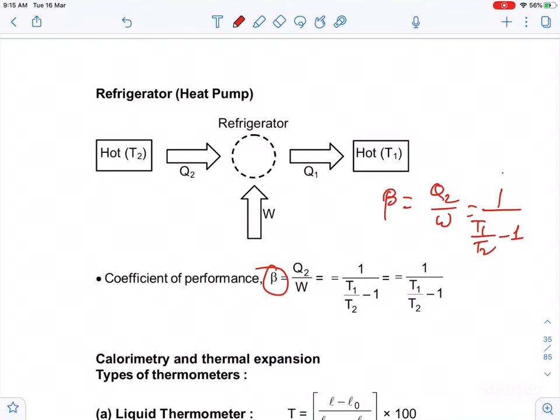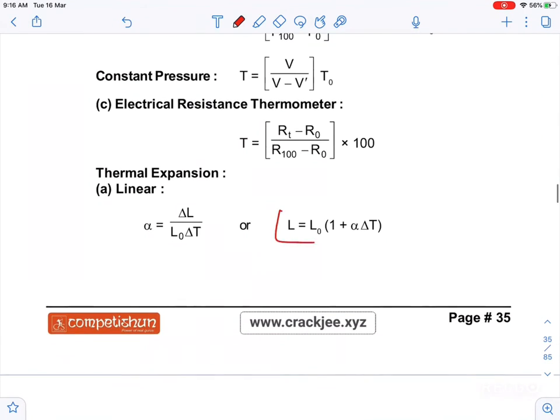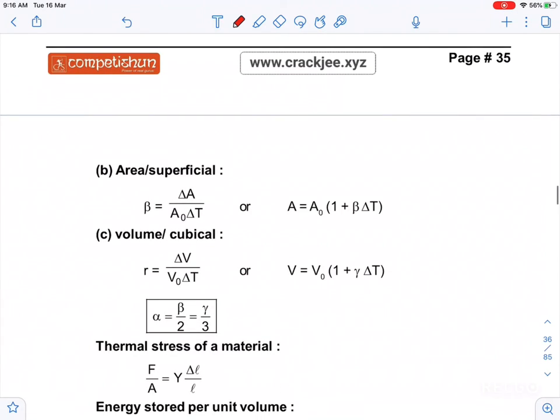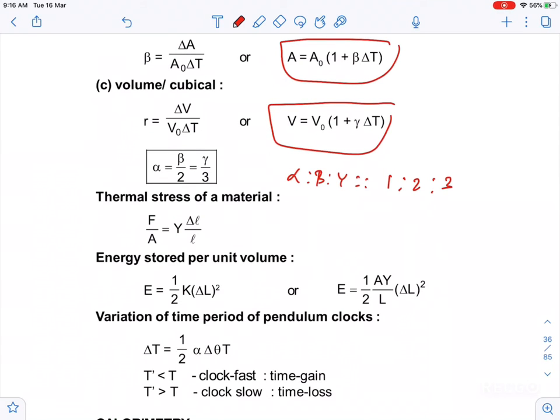This also can be written as 1 by T1 by T2 minus 1, guys. Or you can write this as like opposite of that efficiency. Coefficient of performance, you should remember this formula as it is, guys. Okay. Now this length expansion we have already discussed. LT is equal to L0 (1 plus alpha delta T). AT is equal to this and VT is equal to this, and that's why the relation is alpha is to beta is to gamma is equal to 1 is to 2 is to 3.